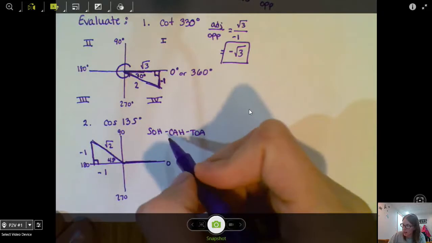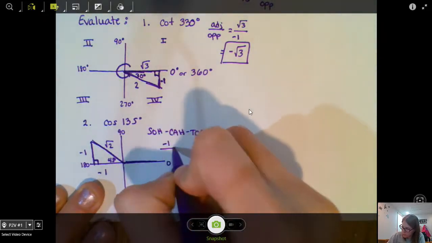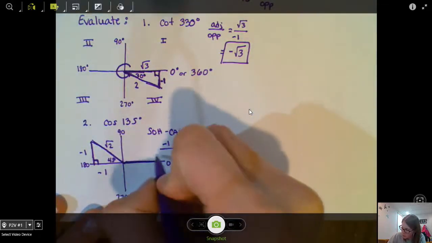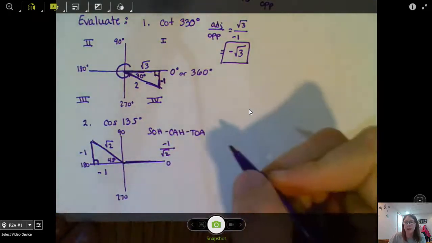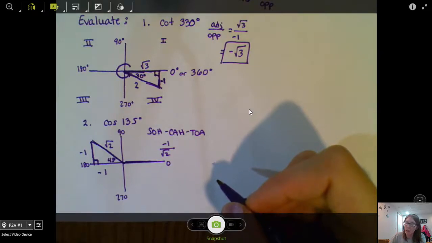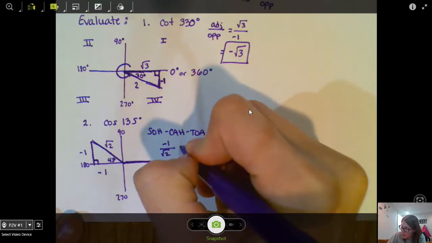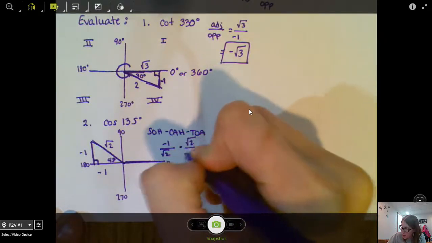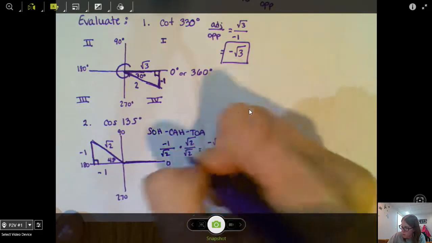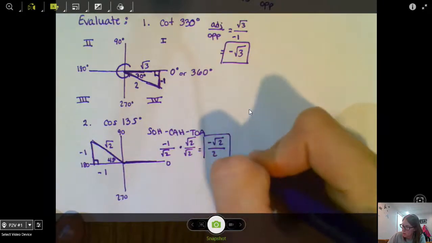Now let's think about our cosine. Adjacent is -1. Hypotenuse is the square root of 2. -1 over the square root of 2. But, of course, remember, we don't like having square roots in the denominator. We don't like having radicals in the denominator. To rationalize, we multiply by the square root of 2 over the square root of 2. Giving us negative square root of 2 over 2.